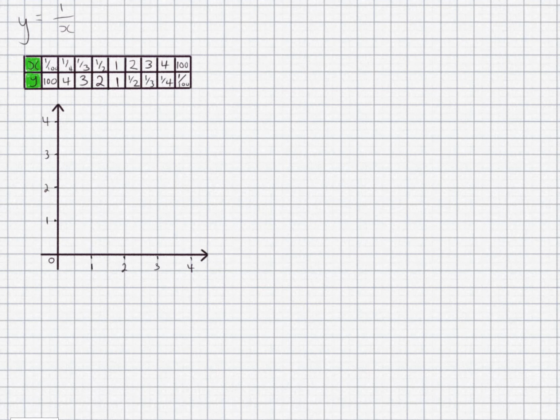Let's start with x equals 1, y equals 1. So this point here, and we'll draw that here. Now going in the positive direction, at x equals 2, y equals 1/2. At x equals 3, y equals 1/3. And at x equals 4, y equals 1/4. We won't worry about drawing the point 100, 1/100th.